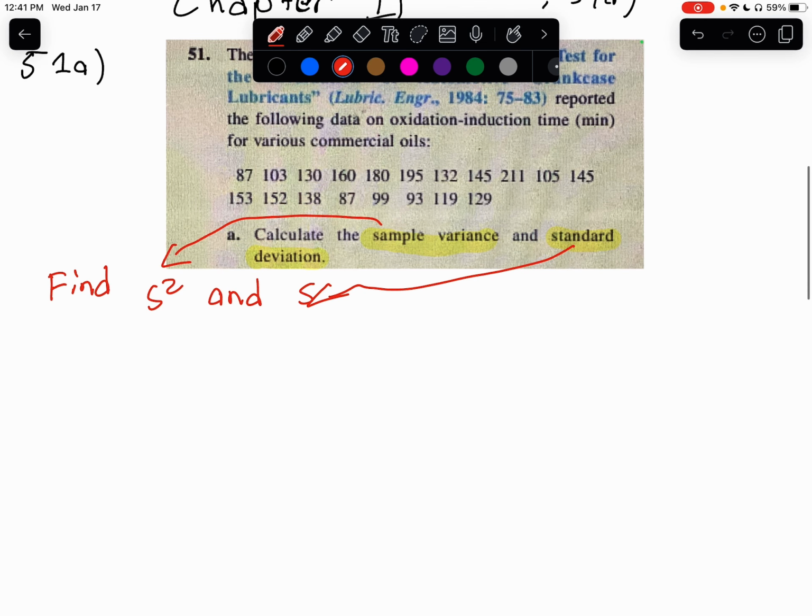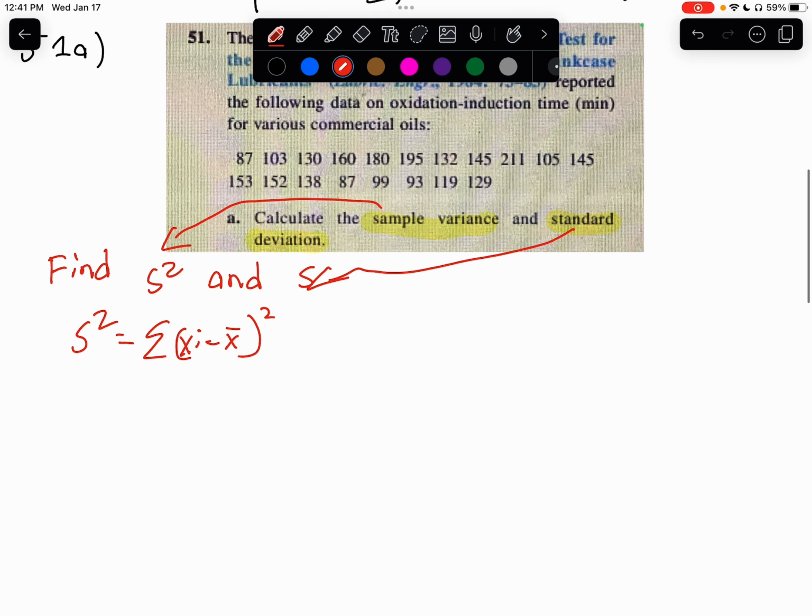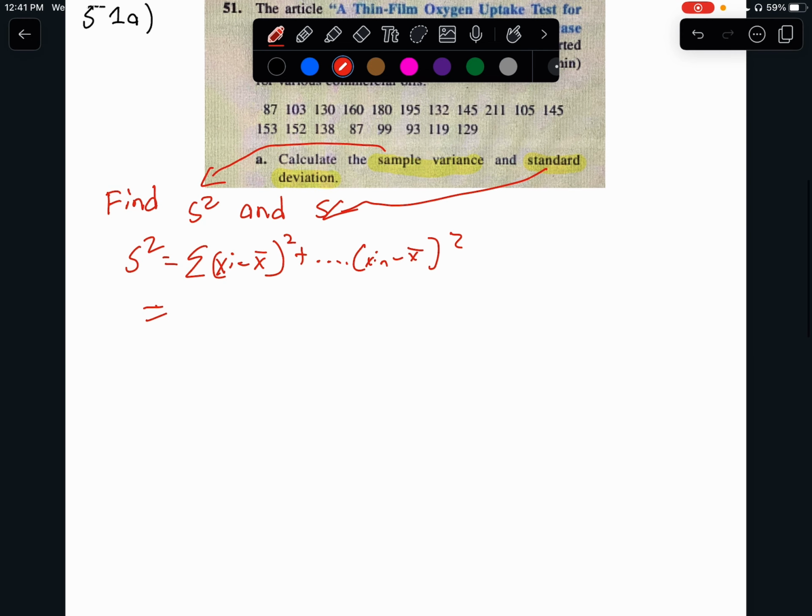So we remember that sample variance equals the sum of (x_i minus x-bar) squared, plus dot dot dot, plus (x_n minus x-bar) squared. It's all the sum. When we do this on a calculator, we're going to write two steps to make it easier: on our left side is our sum, and our right side is just all of our values. And remember, we're dividing this by n minus 1.